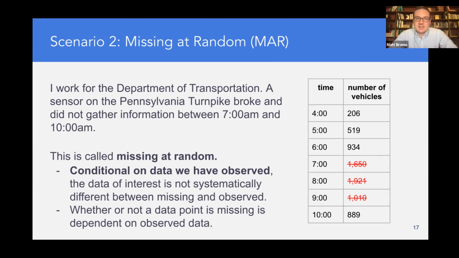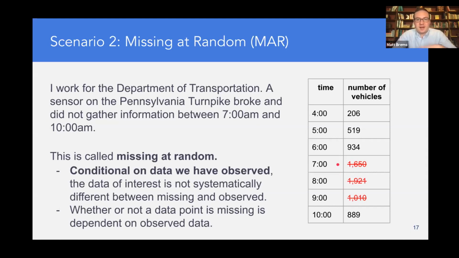What missing at random means is that conditional on data we have observed, the data that we're interested in is not systematically different between what's missing and what's observed. Put another way, whether or not a data point is missing depends on observed data. Here, I have observed time: 4, 5, 6, 7, 8, 9, 10. That's something that I have observed. The number of vehicles here, I don't know what those values are, but I can use time as a factor to try and help figure it out.